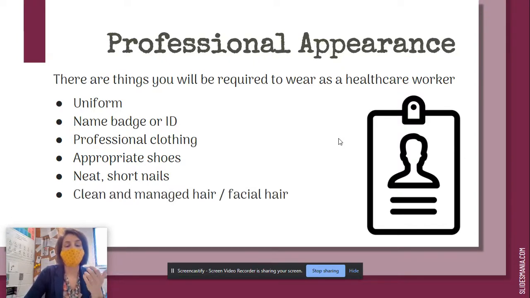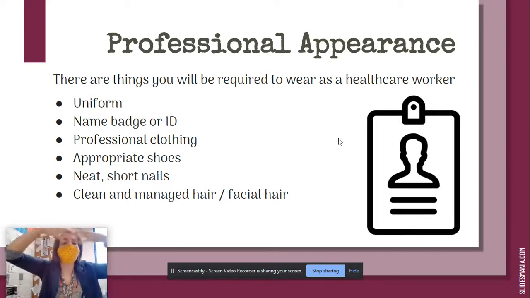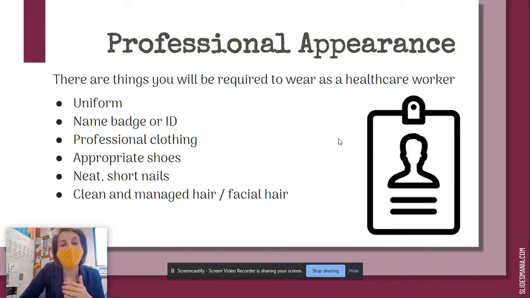Clean, managed hair and facial hair. If you've got really long flowy hair, that's cute. You can be an Instagram model later. But at the hospital, you've got to be functional. If you're leaning over a patient, your hair is in their face. One, that's not clean and sanitary, and two, they're not going to like it anyways. So just make sure that you are keeping that up and out of the way.